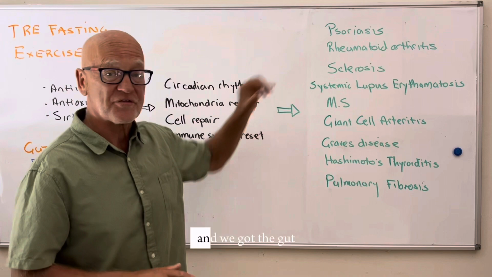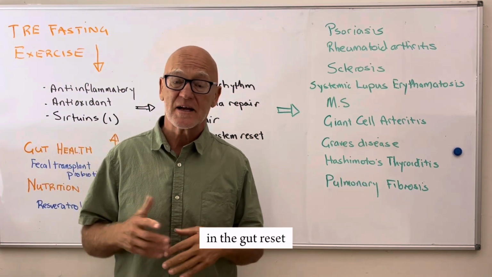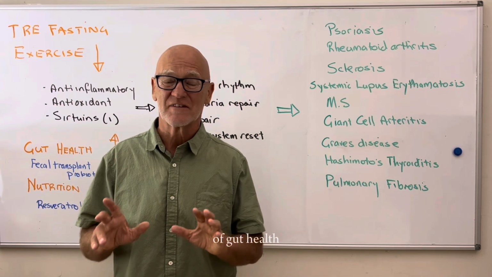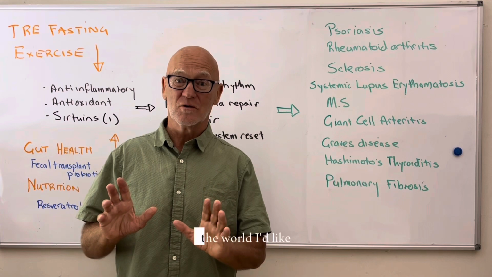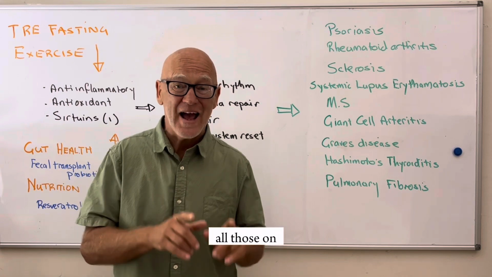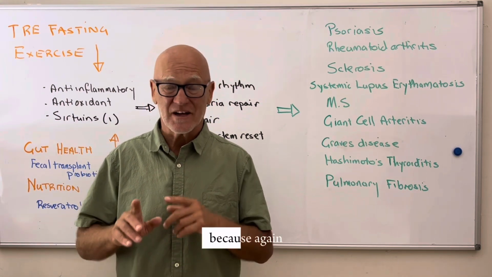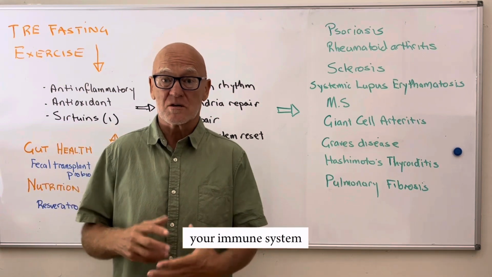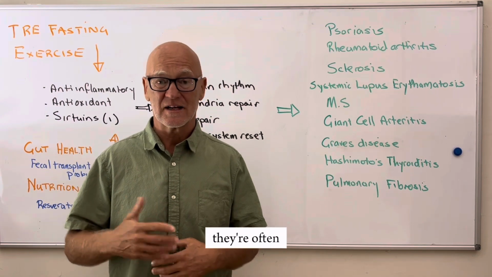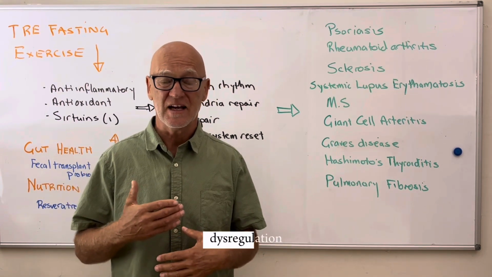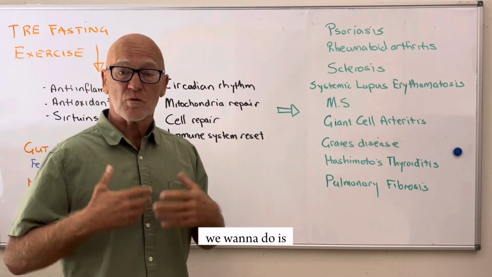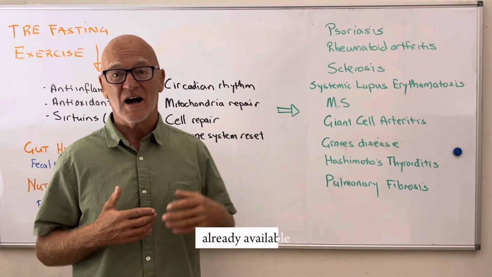And so we've got those, and we've got the gut and the gut reset. What we're after in the gut reset, as I said, I've already got a huge body of information, probably the single best source of gut health information in the world, I'd like to think, on our YouTube channel now. So check out all those on how to reset your gut health. Because again, that establishes a link. Your immune system runs out of your gut. And if your gut isn't working properly, which is why there are often links with gut problems and immune system dysregulation, leaky gut, for example, is a key factor in a lot of these. And so what we want to do is repair the gut. The information's already available in there.